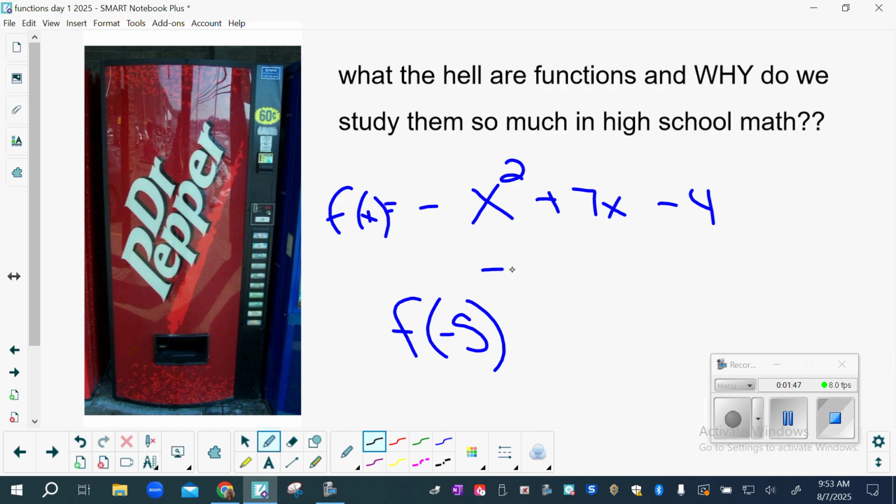Here's what you did when plugging in. You went negative, and then you went -5 squared, right? You did this little dude right here, and then you went 7 with the -5, right? And then you went -4, and you might have even done this guy like this. That would make me happy. So here's what you did. You went negative and made it a positive, and then you squared it.